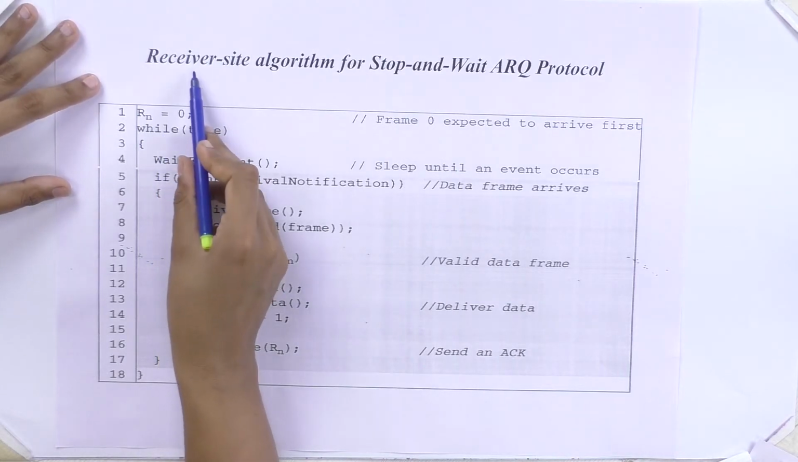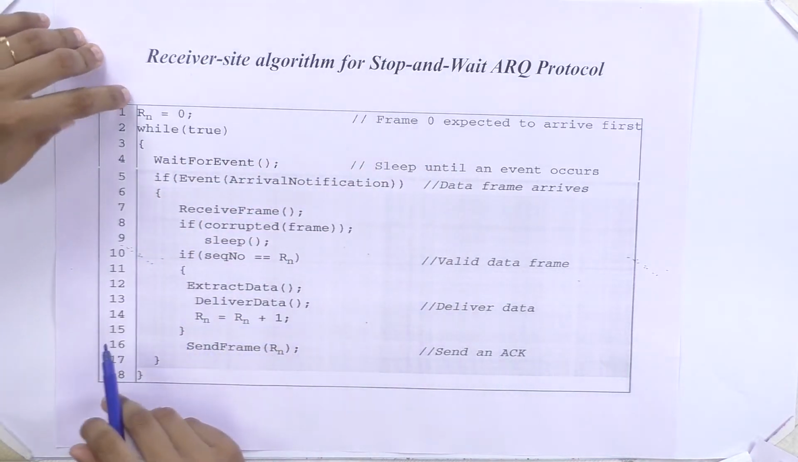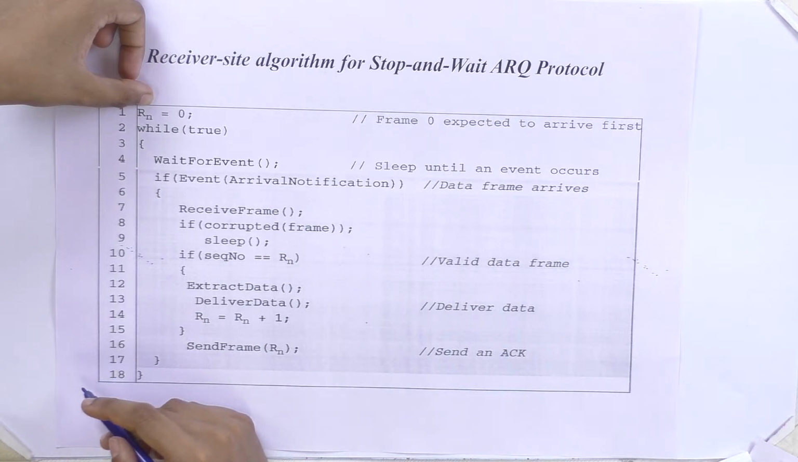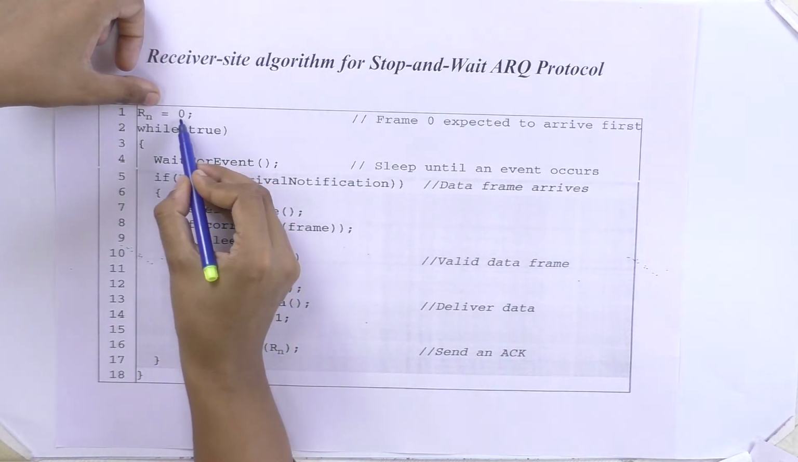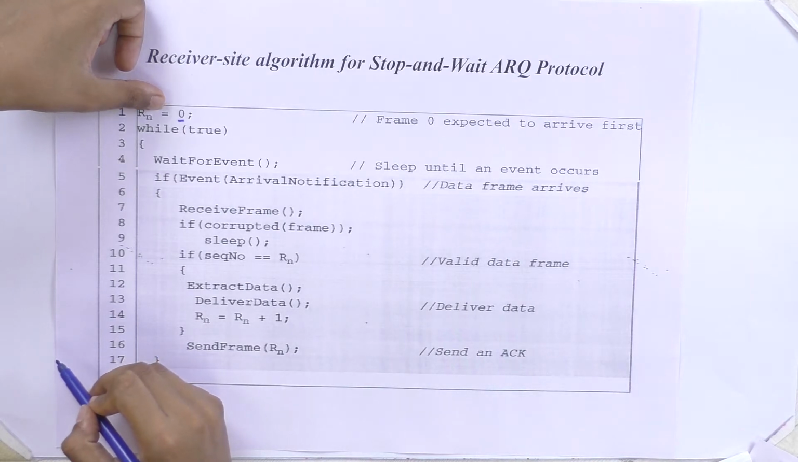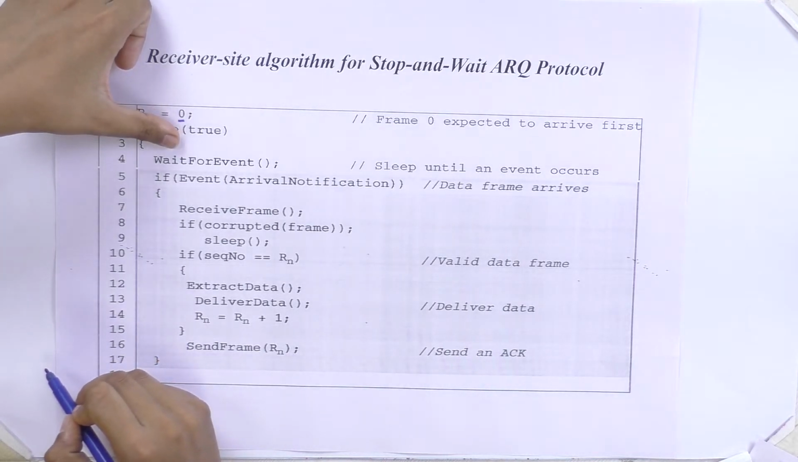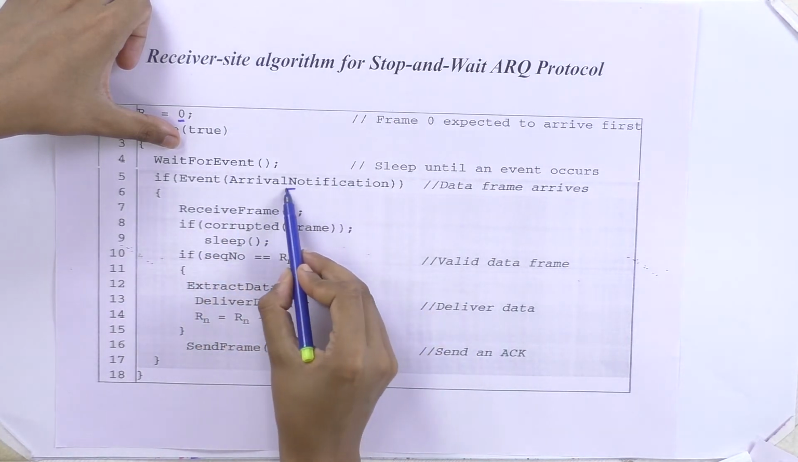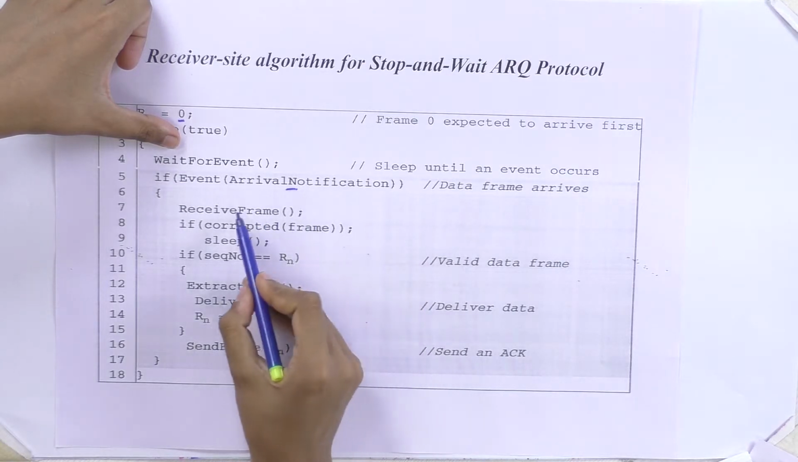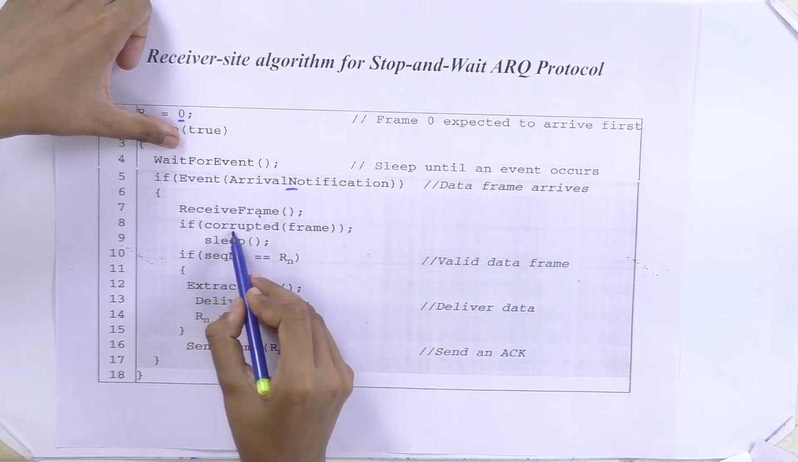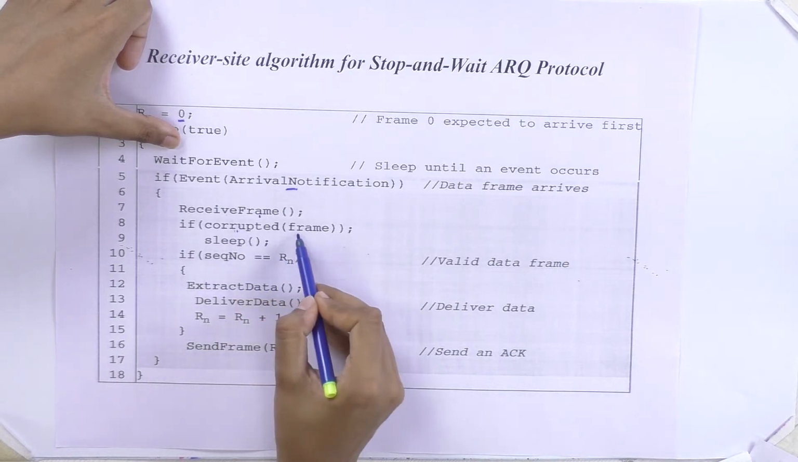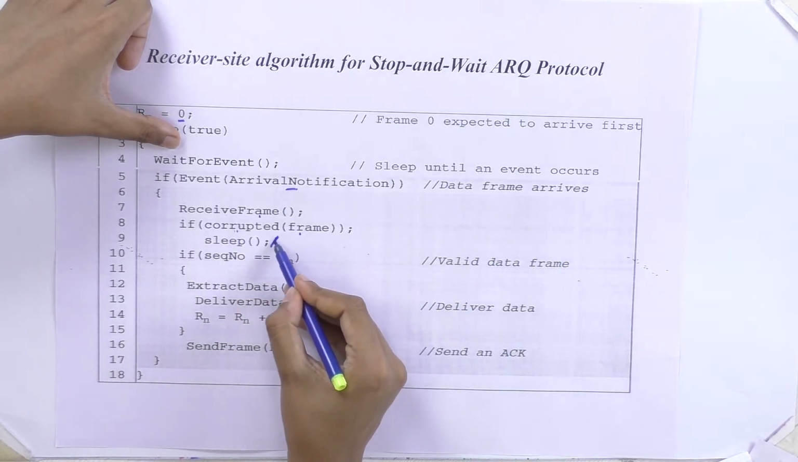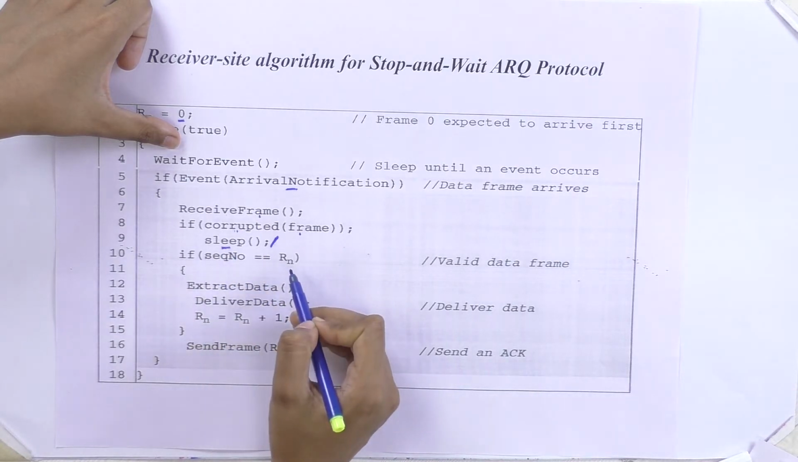Now if you look into the receiver side algorithm for Stop and Wait ARQ, here it receives frame 0. At the start we send frame 0 and the receiver also expects the frame to be 0. Next comes the true condition, and then it waits for the event. After getting the arrival notification, it will receive the frame. It will check for the conditions. If the frame is corrupted, it will not respond, it will just sleep.